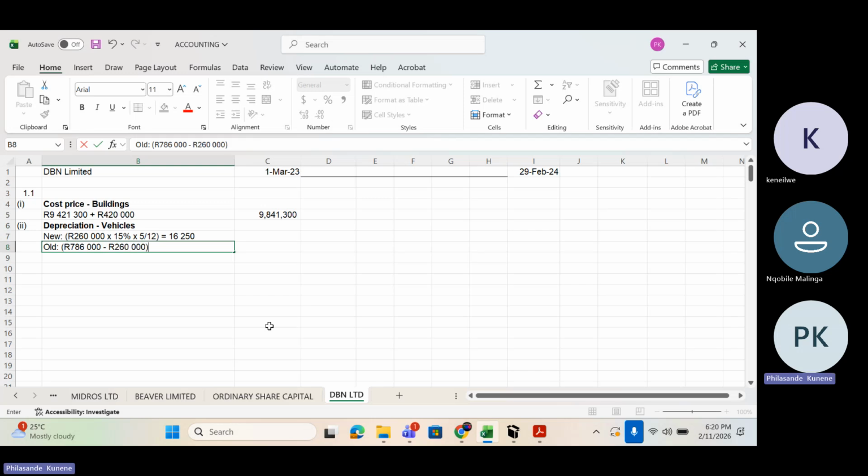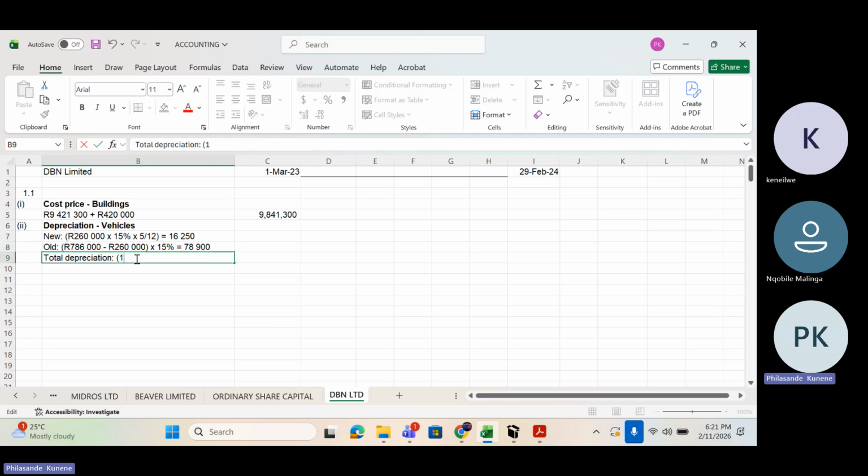And then what do I do after that? I multiply it by 15%. And I don't have to apportion this one because it is an old vehicle. So how much am I going to get in this situation? How much are we getting here? How much are we getting, guys? 78,900. 78,900 rands. Thank you for that.